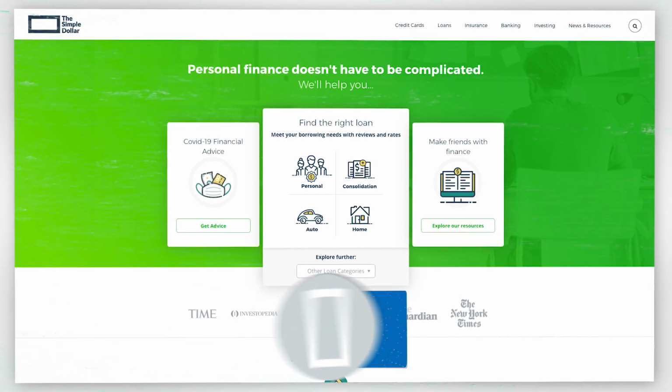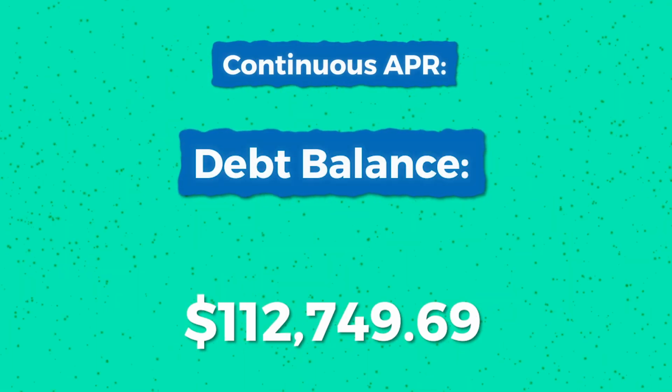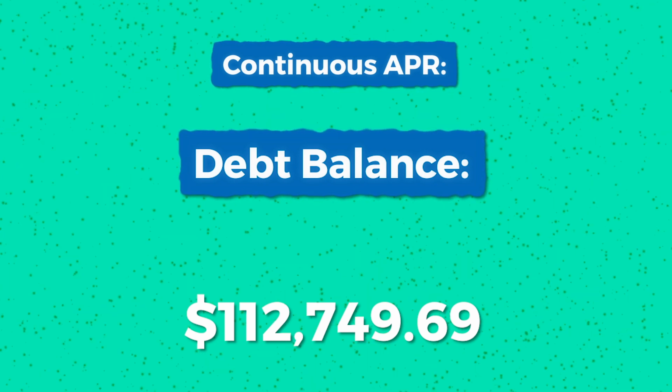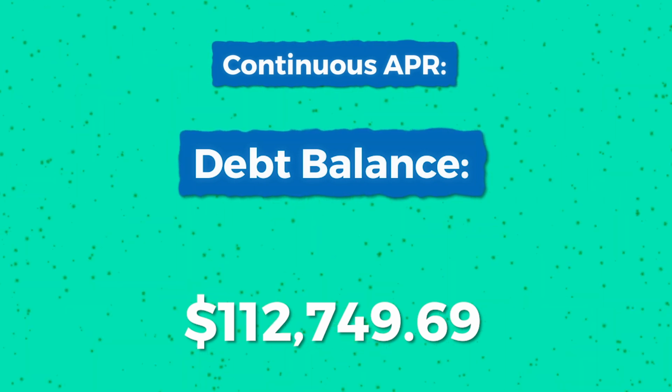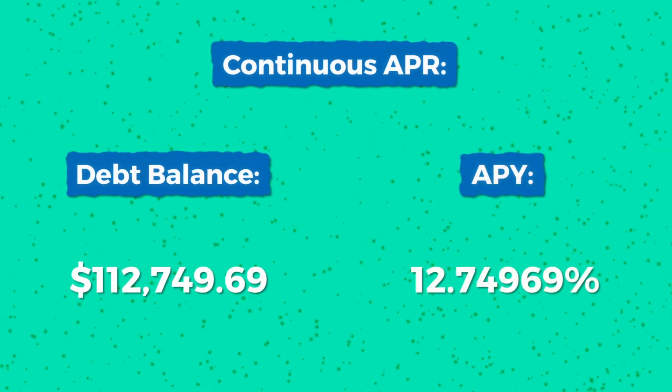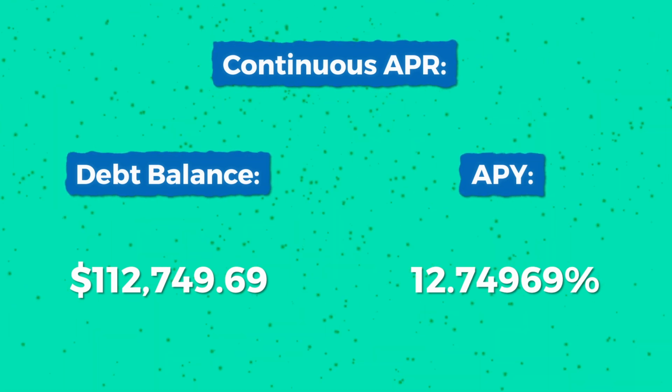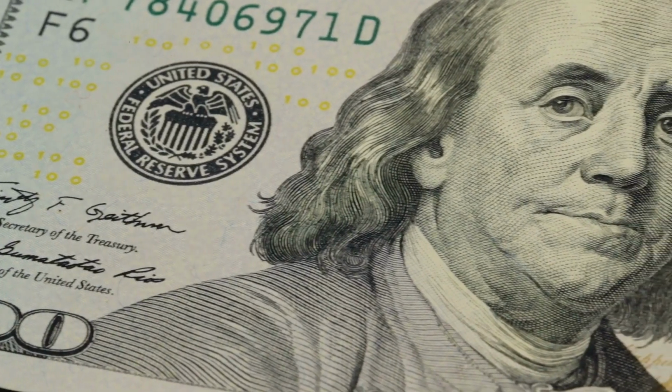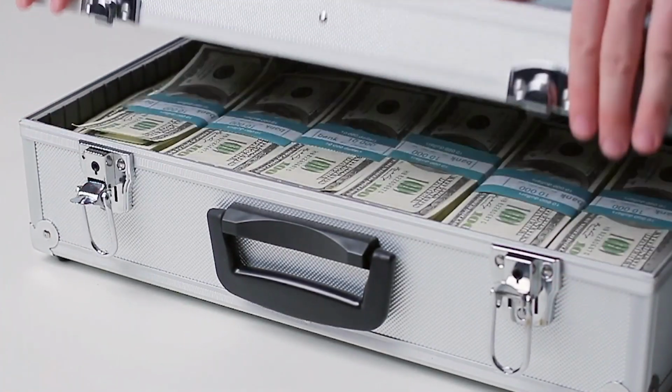If we apply the same example with this continual accrual method, the balance is going to be $112,749.69, or a 12.74969% APY. The reason this is important is because it's all about the money, and depending on how much money you start off with, the actual accrual interest frequency will have a large impact. And this could mean the difference between hundreds of dollars versus hundreds of thousands of dollars.